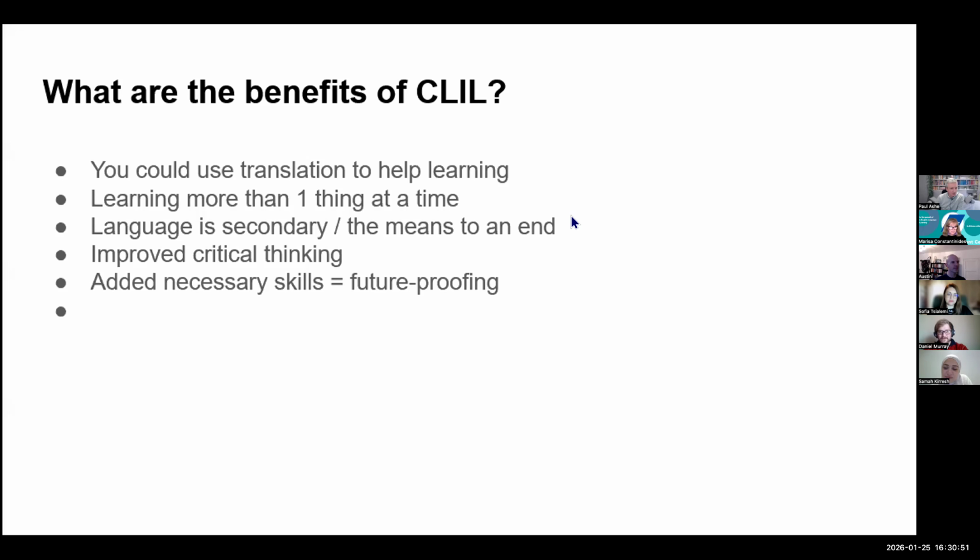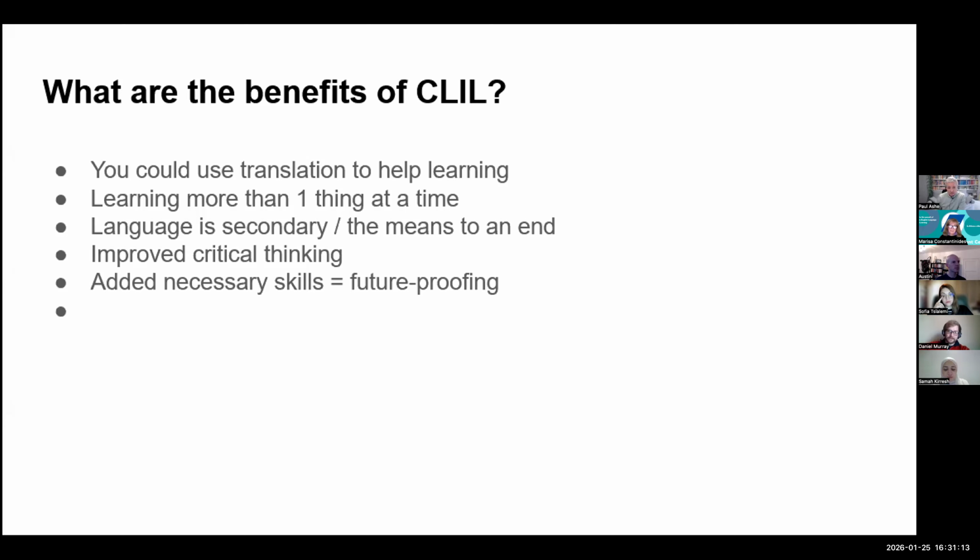Cool. Let's have a look at a few more. We've probably mentioned some of these already. Obviously, there's the big question about translation and using it. It's a big debate, obviously, in our sector. To be honest, there are pros and cons, aren't there, to using translation.